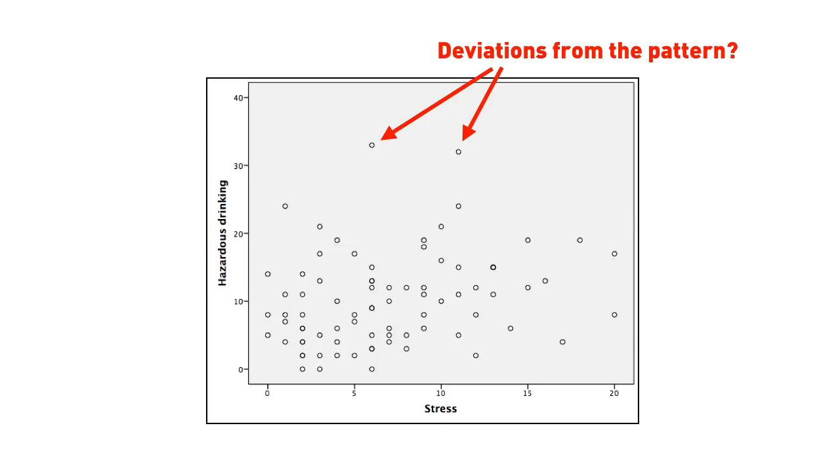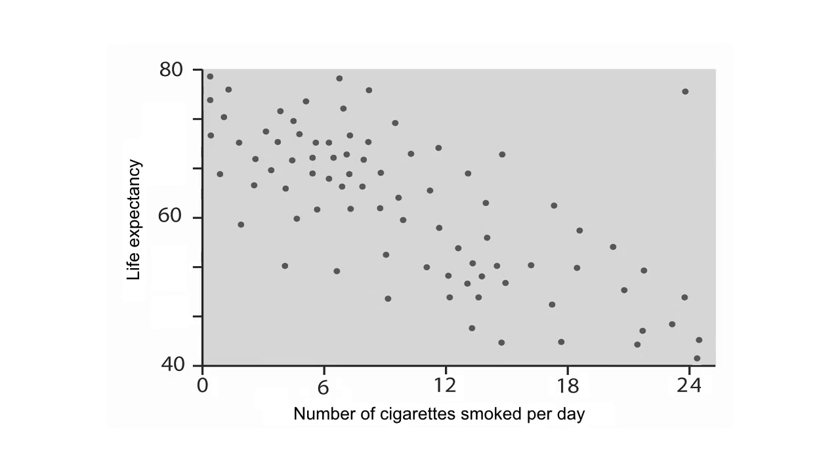Another thing that we want to check on our scatterplot is whether there are any obvious deviations from the pattern. These two data points score very high on hazardous drinking behaviours, but not very high on stress. If there is a positive relationship, do these two points constitute as being abnormal to this pattern? Here is a more obvious example of a deviation where one individual smokes a lot of cigarettes but has a high life expectancy compared to most people who have a lower life expectancy with an increase in the number of cigarettes smoked per day.